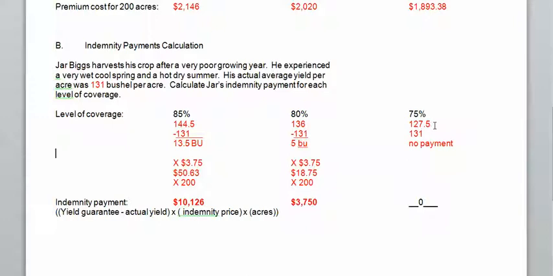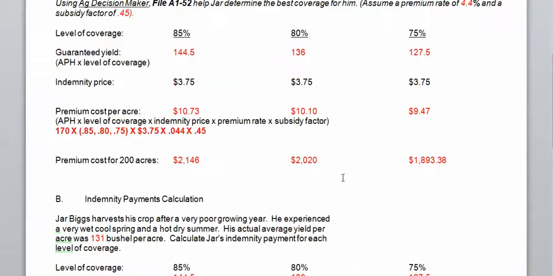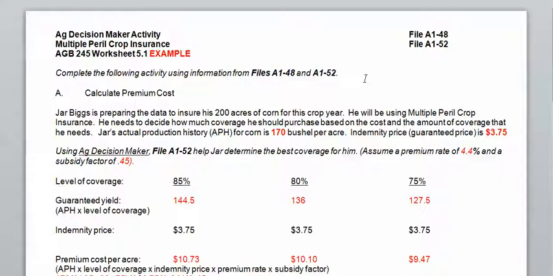127 bushels. We got 131 bushels, so we get no payment. We reached our level of guarantee, so no payment there. So hopefully this makes sense. Pretty simple worksheet. This was a multiple peril crop insurance and based on yield protection.